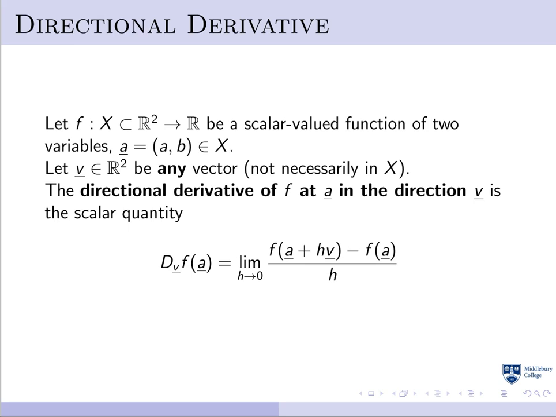Let's take a scalar valued function of two variables and choose a point a in the domain of f. Now let v be any vector. This doesn't have to be a vector in x, this is just any direction vector. We define the directional derivative of f at a in the direction of v to be the following limit, should this limit exist. Notice the similarity with the definition of partial derivatives that we've seen before.